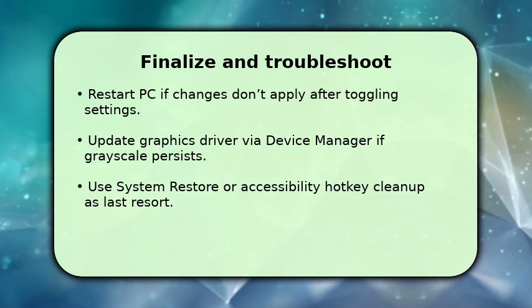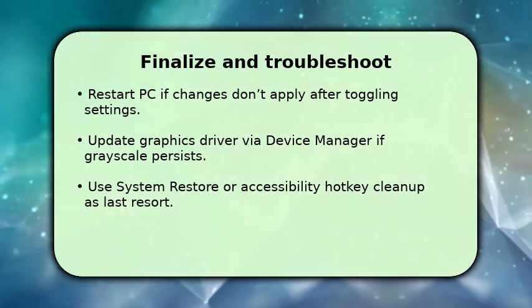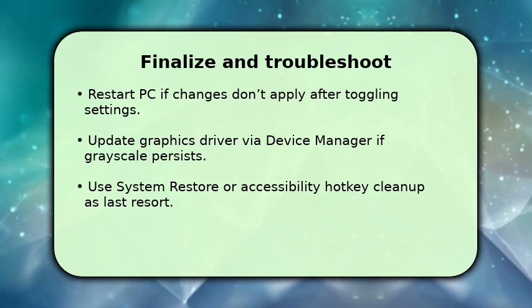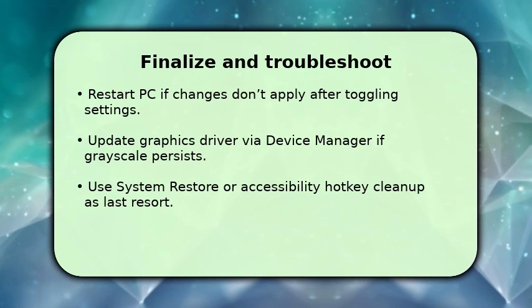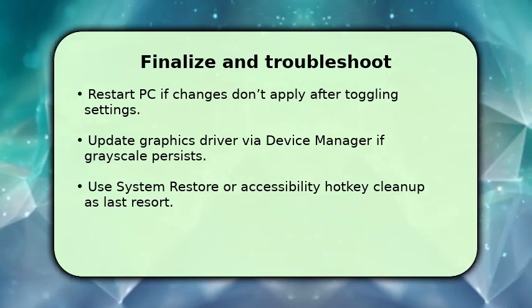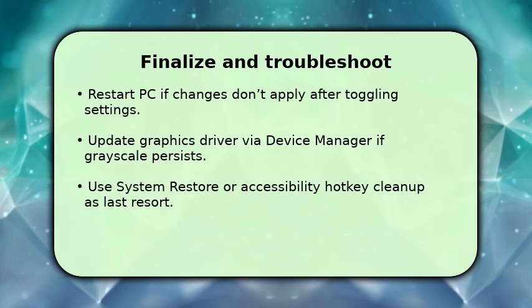Make sure night light and high contrast are off too. As a final troubleshooting tip, use System Restore to a previous point or press Windows plus Control plus C to toggle filters. That single hotkey often resolves stuck accessibility filters.